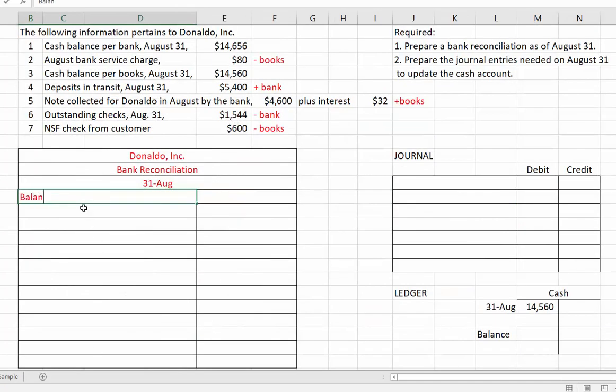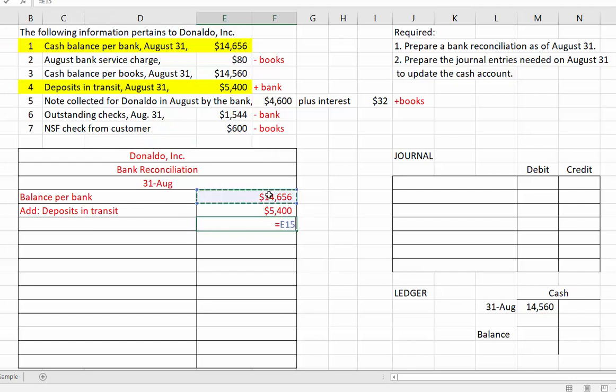So we're going to have balance per bank, and our balance per bank is equal to 14,656. I like to check things off. I'm going to highlight them here as I go along to make sure that I took care of everything. And you should do the same thing, especially when you're using paper and pencil. Just check things off, or if you're in Excel, make highlights like this. Okay? All right, so we're going to add, what did we say to the bank? Deposits in transit. Add deposits in transit of 5,400. Again, I'm going to highlight that so we know we're done with it.